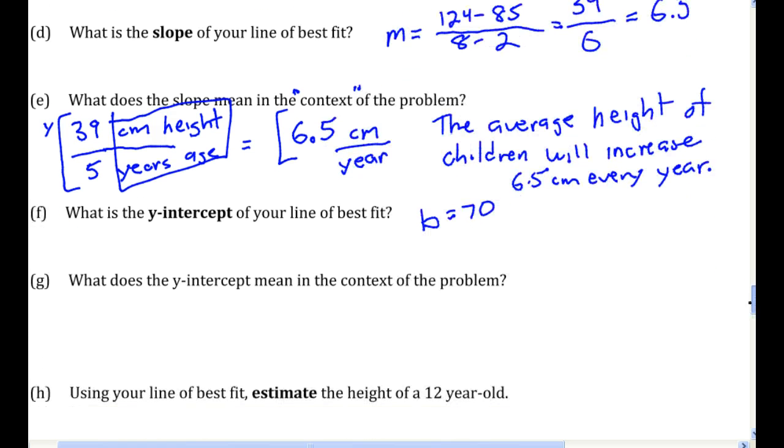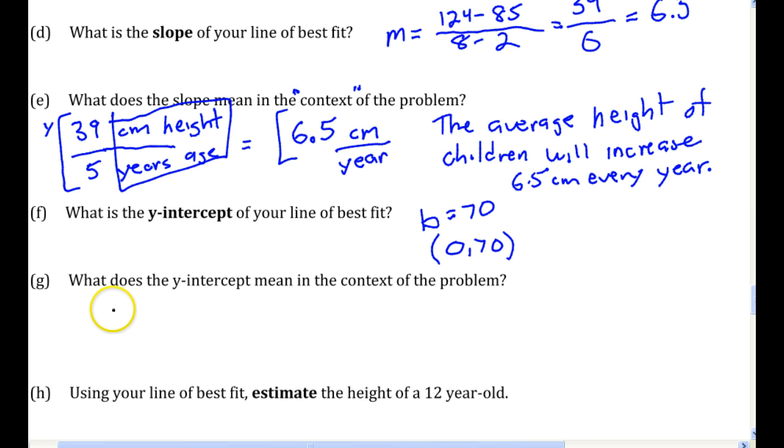Okay. And the y-intercept in this problem, well, according to our sample, remember, it's b equals 70, which is the same as 0, 70. So they're saying, well, someone with an age of 0, or unborn more or less, is going to have a height of 70, which is not really true, but for our data, that's what we got.